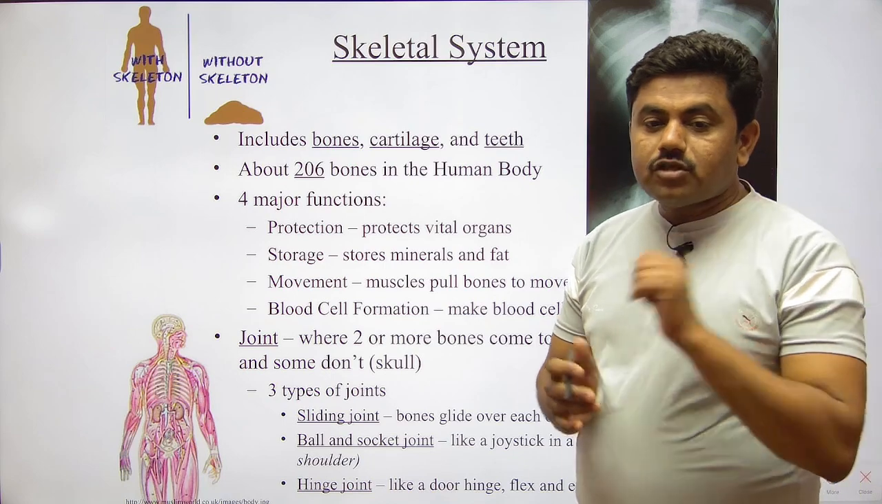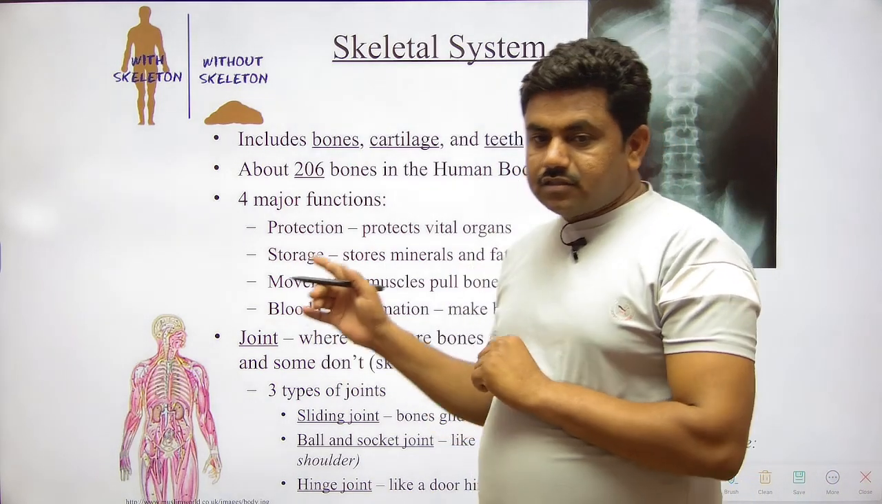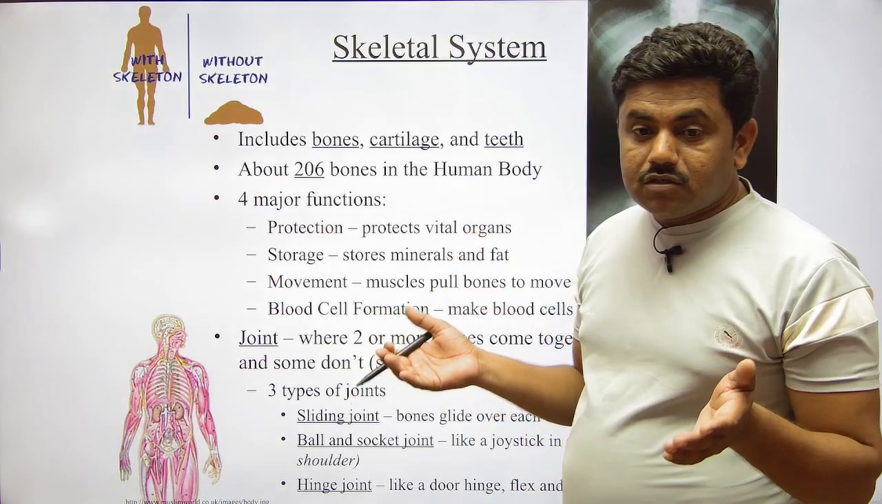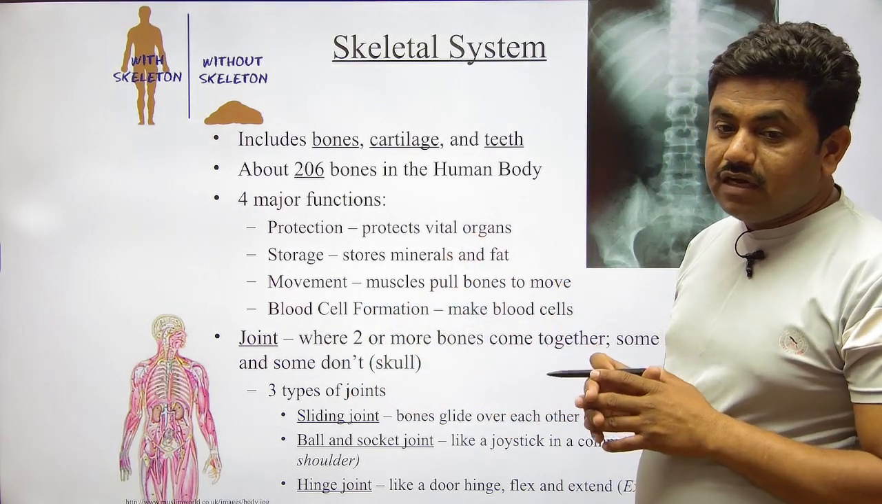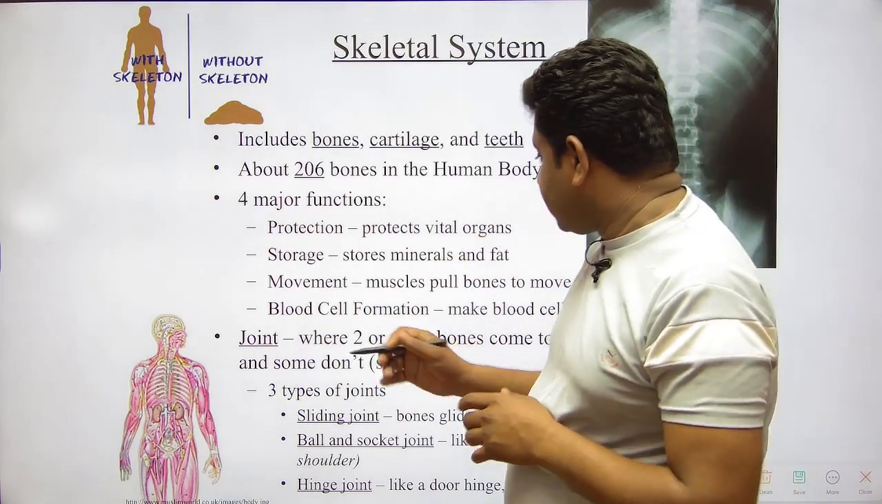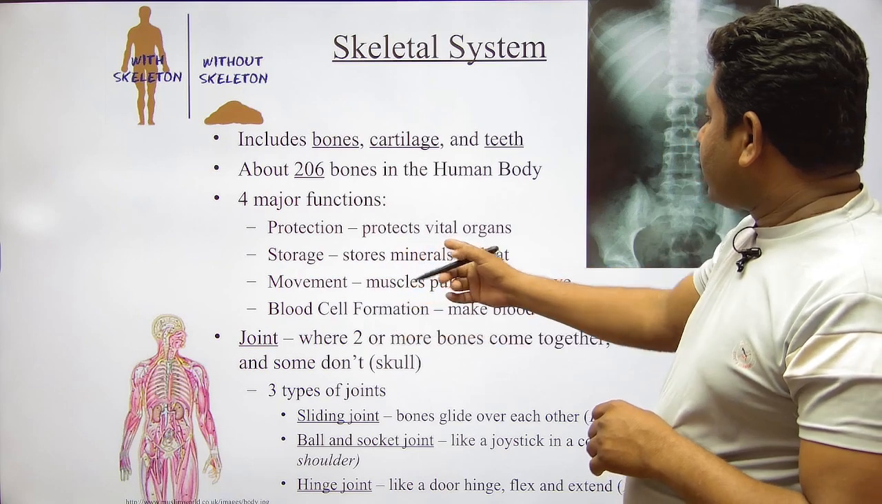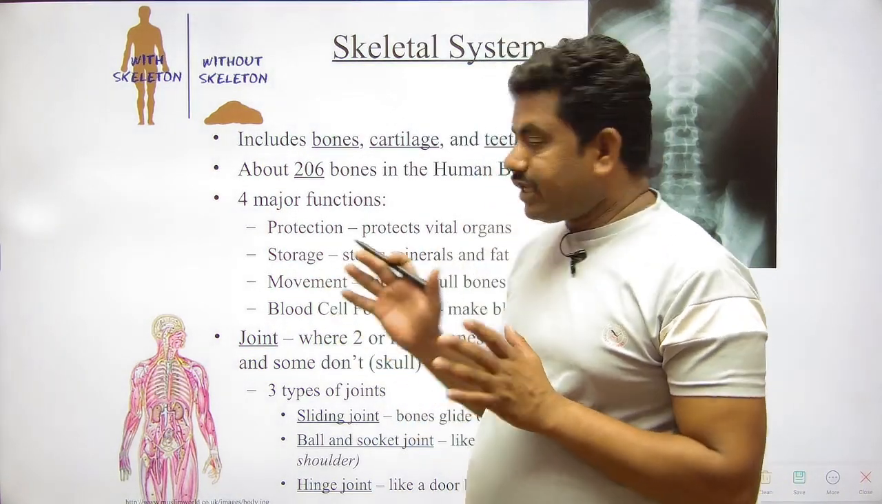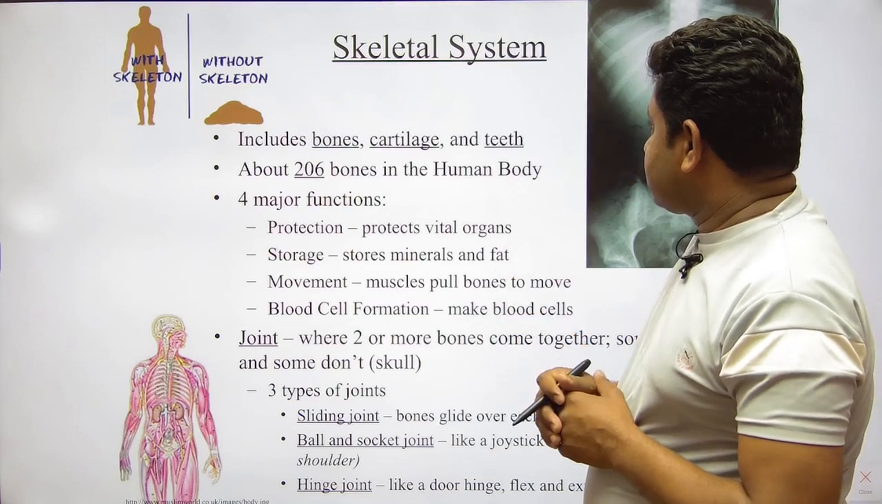The four major functions are also there: protection, storage, movement, and blood cell formation. Now see, what is protection? It protects the vital organs, and that is the main part of the skeletal system.